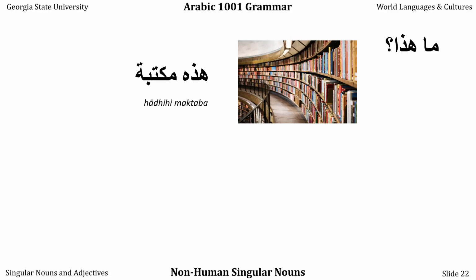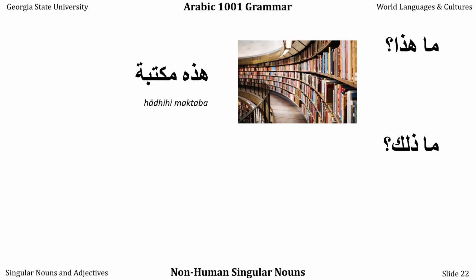So a maktab, a desk or an office, is masculine. A maktaba, a library or bookstore, is feminine. This is arbitrary. It has nothing to do with masculinity or femininity in real life. All right, now let's learn a new word.